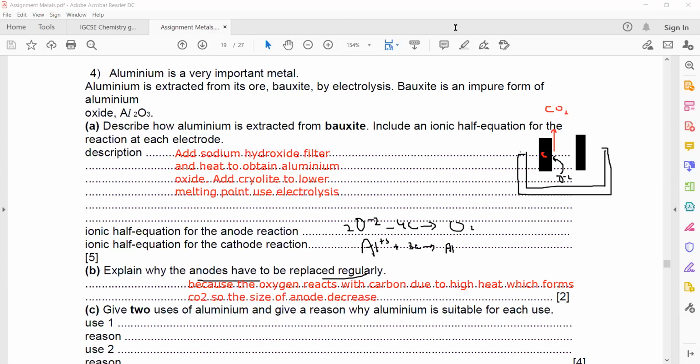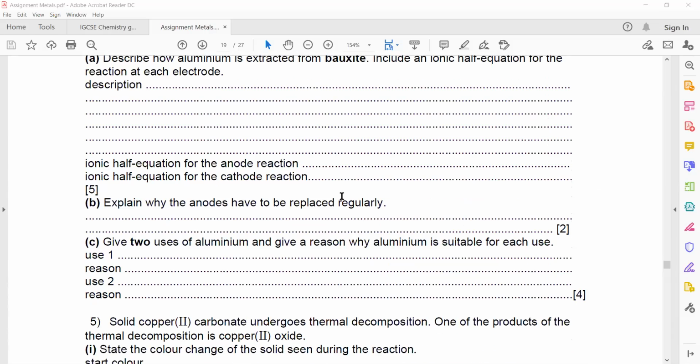Then give two uses of aluminium and give a reason why aluminium is suitable for each use. This will continue next session. I'll share another link because this will end.